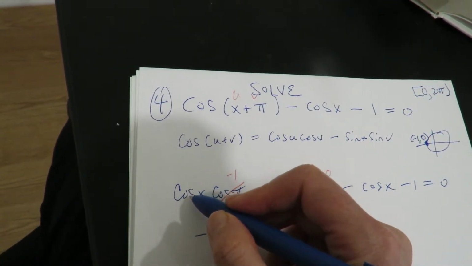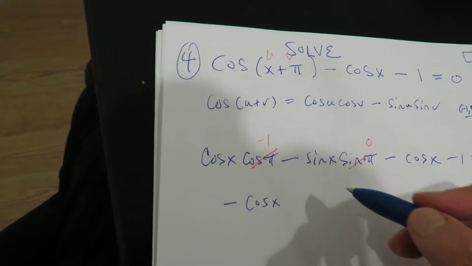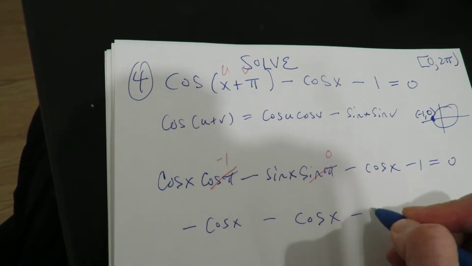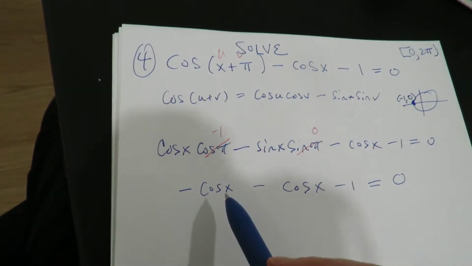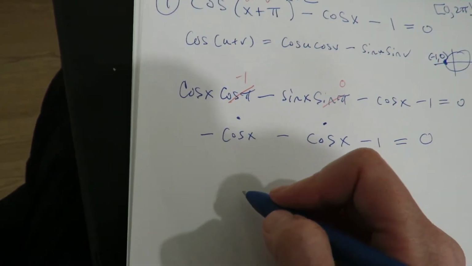So this is -1 times cosine, which makes negative cosine. 0 times anything is 0. So I'm just going to bring the rest of this stuff down. All right, these are like terms, so they can be added together.